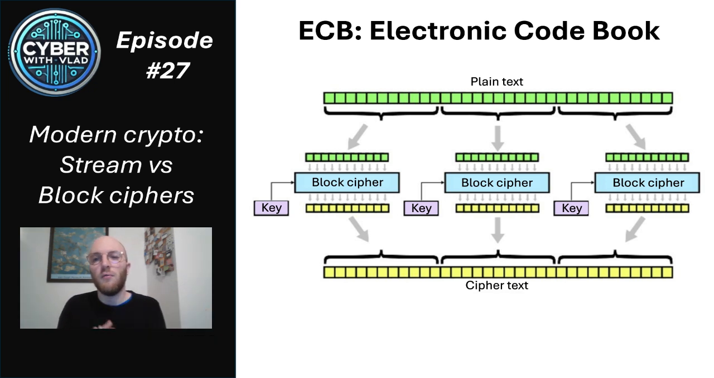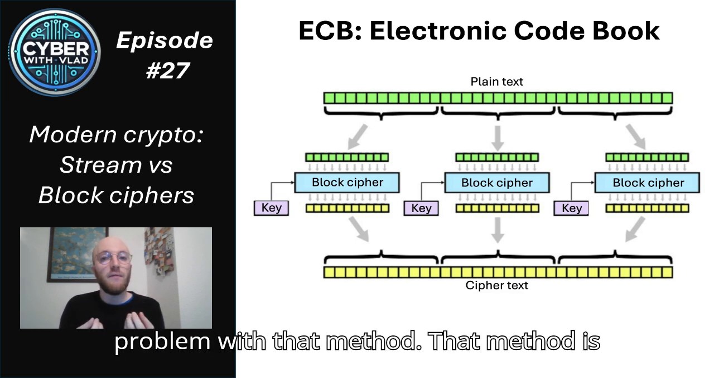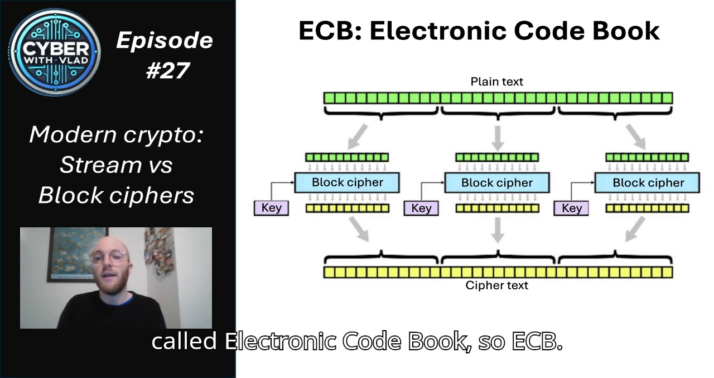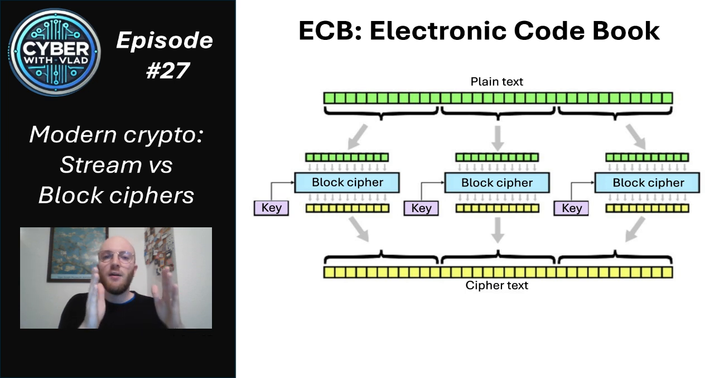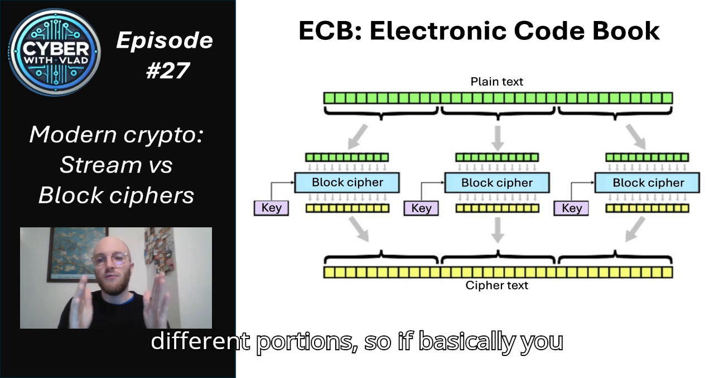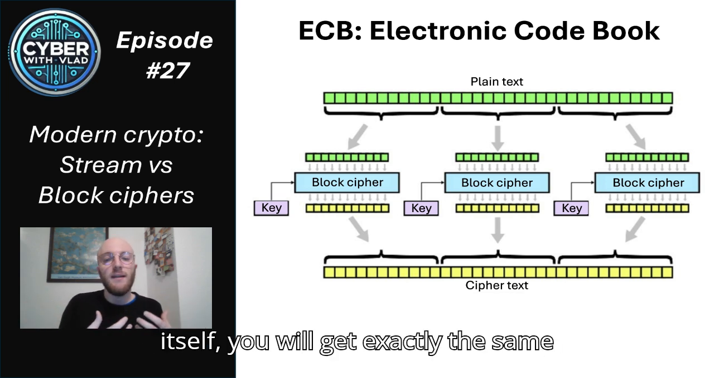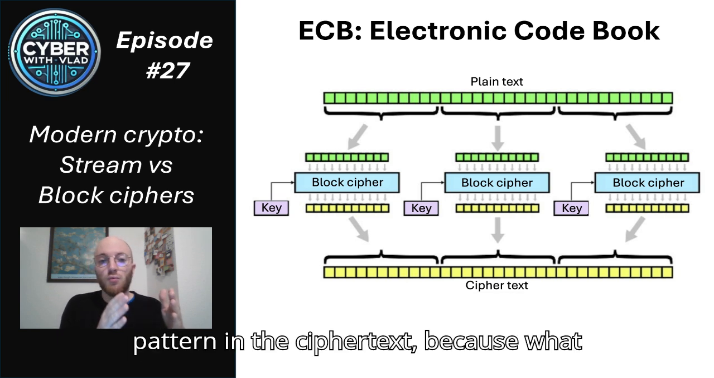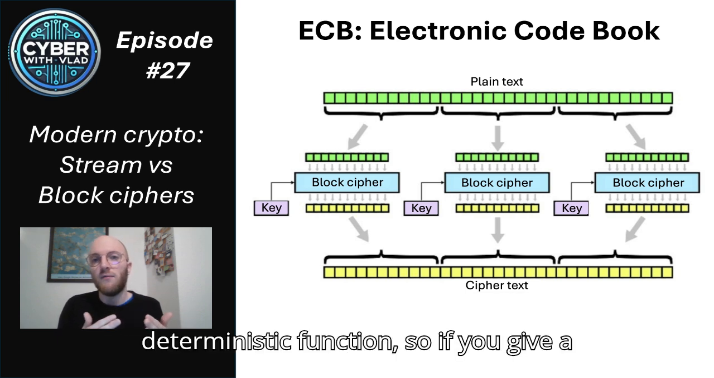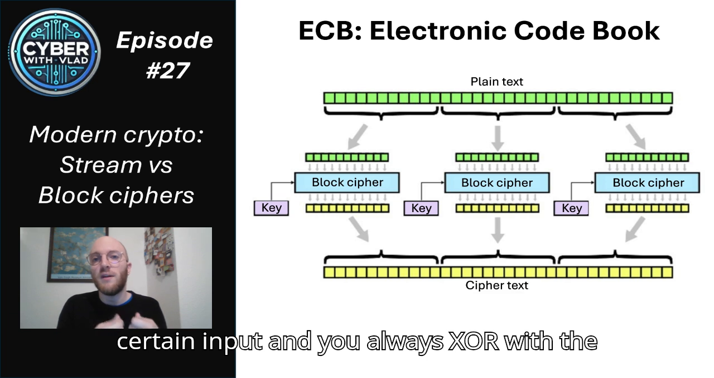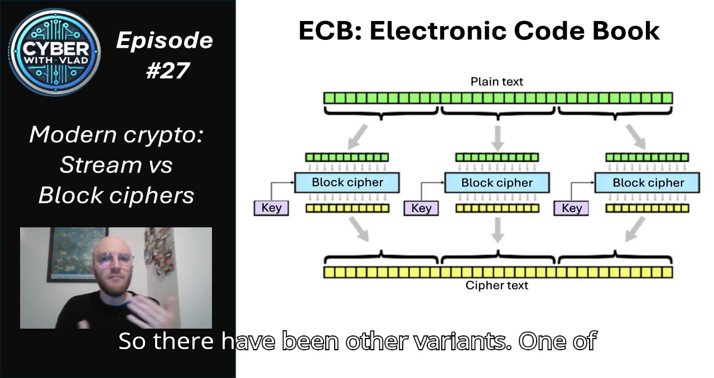So we do that 3 times, and then we get as an output the ciphertext in yellow after concatenating back our individual portions. Maybe you are already feeling it, but there is a problem with that method. That method is called electronic codebook, so ECB. Basically, the idea is that if you have the same characters in the plain text on different portions, so if you have a certain pattern that repeats itself, you will get exactly the same pattern in the ciphertext, because what you are doing is always applying the same key. So XOR is a deterministic function. If you give a certain input and you always XOR with the same key, you will get the same output.